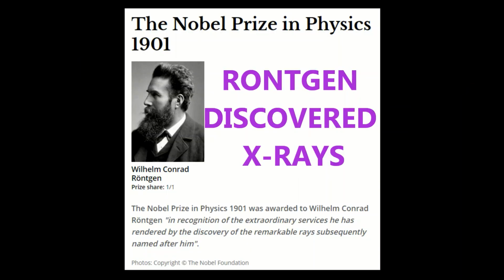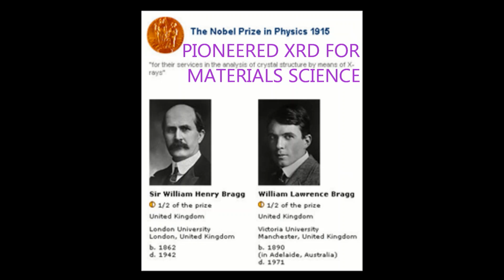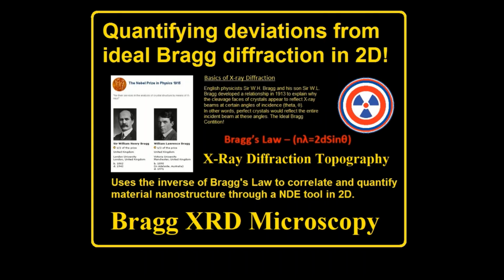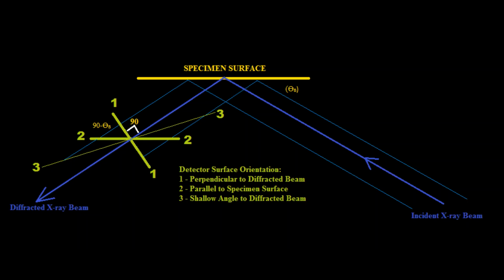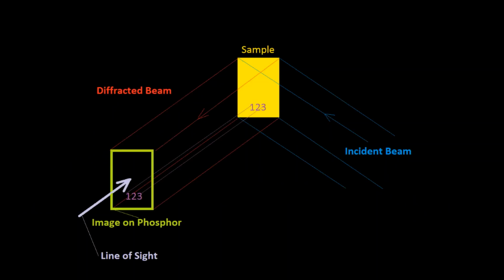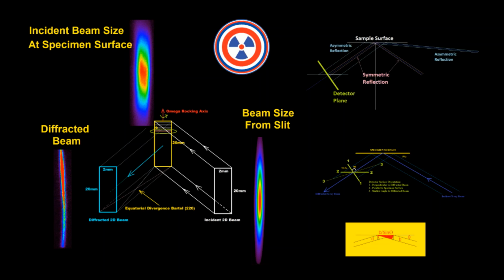Röntgen discovered X-rays. Laue discovered X-ray diffraction from crystals. The Braggs pioneered the use of X-ray diffraction for material science and nanostructural characterization. Using simple parallel beam optics and the rocking curve technique, we are able to precisely quantify the reciprocal space in order to analyze and derive nanostructural parameters.